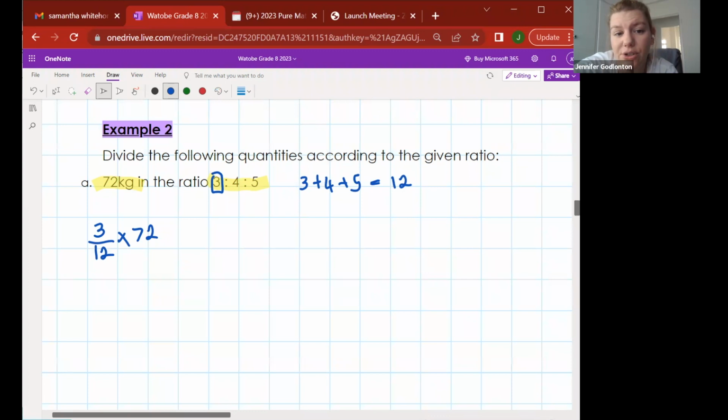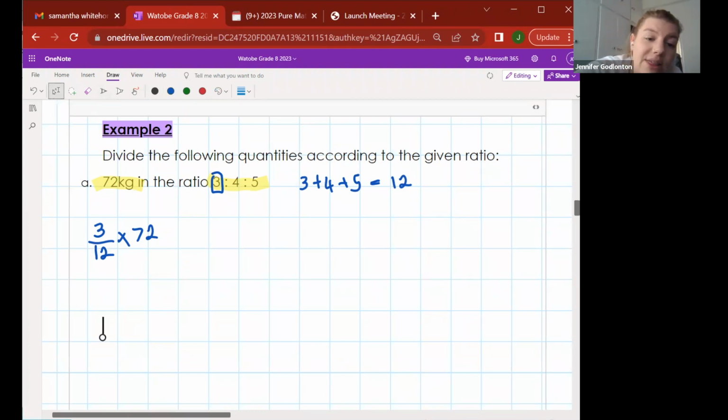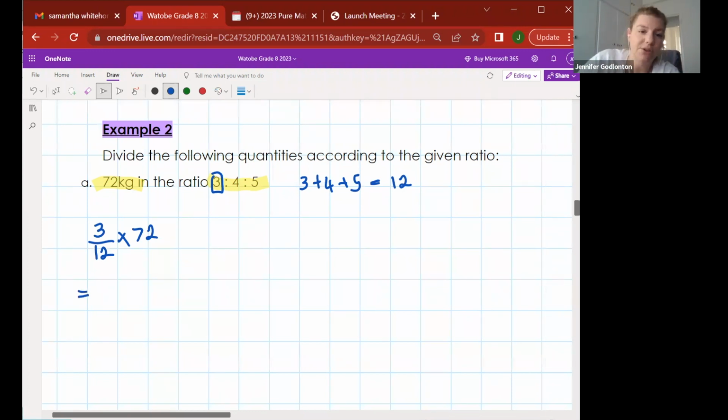This is one way to do it. I'll show you another way to do it as well. From this point, you can just pop that straight into your calculator, exactly like that. So you can just say 3 over 12 times 72, and you'll get your total of 18. So that first person would be 18 kilograms.